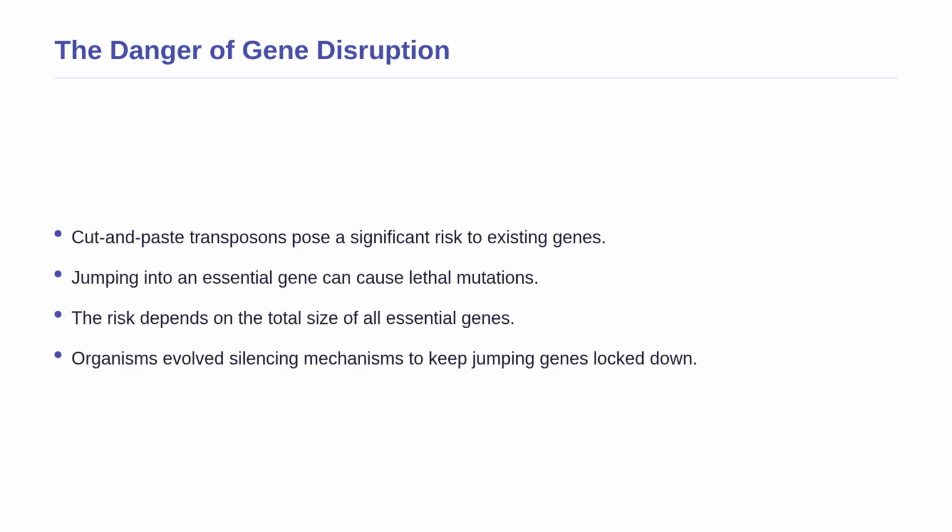Because of this constant threat, organisms have evolved complex silencing mechanisms, like RNA interference, to keep these jumping genes locked down and protect their vital genetic instructions.